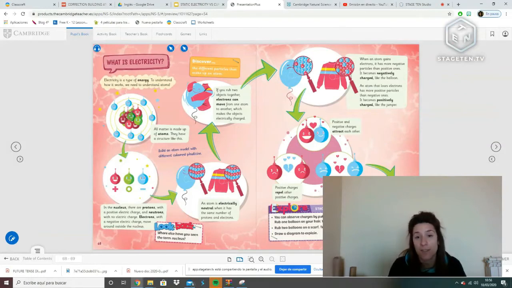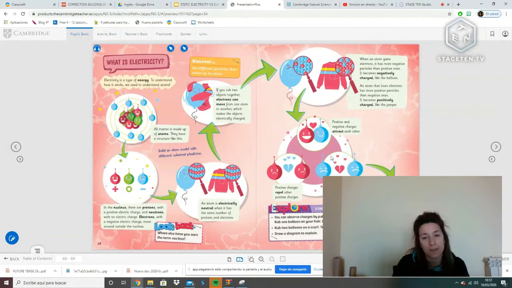The balloon is negatively charged because it has more electrons than protons. So we can understand that the electrons from the jumper moved to the balloon. And now the jumper is positively charged because it has more protons than electrons.